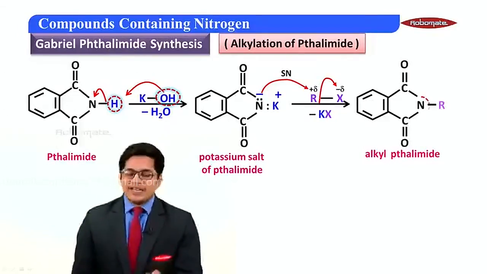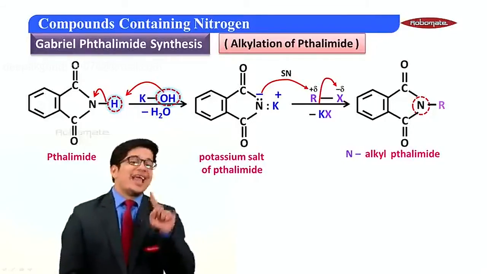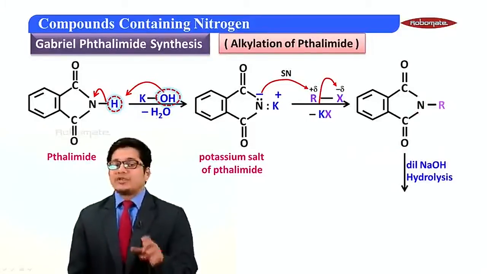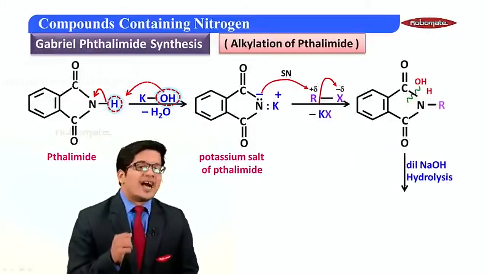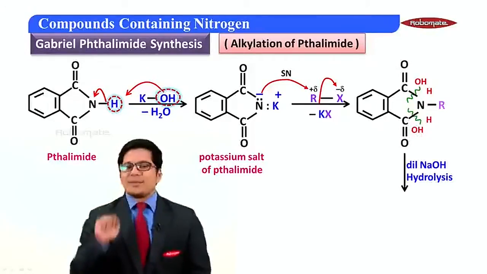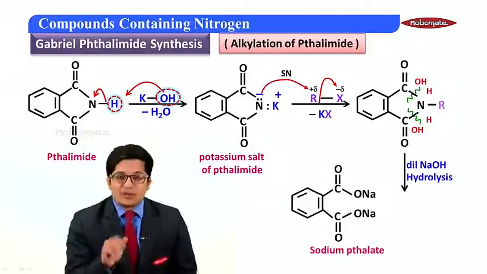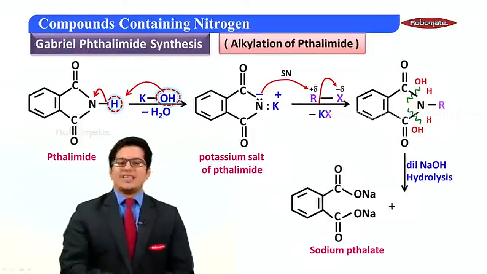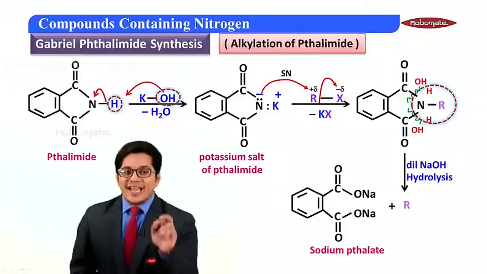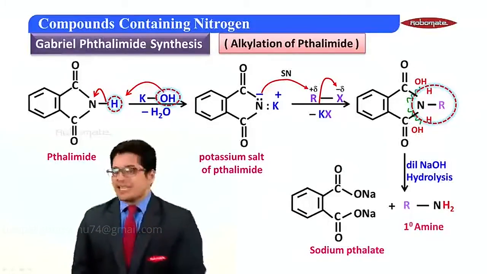In this case, the nitrogen is directly attached to R, therefore we would write N-alkyl phthalimide. Next, if this N-alkyl phthalimide is treated with dilute NaOH, let's see what happens. We go for a process called hydrolysis, and in this case we would require 2 water molecules. Both the C=O to N bonds are broken, and you are left with a compound that is sodium phthalate. Along with this, we get N, 2 hydrogens and 1 R. That means NH2R, and this is nothing but a primary amine. So yes, we obtained a primary amine from this.